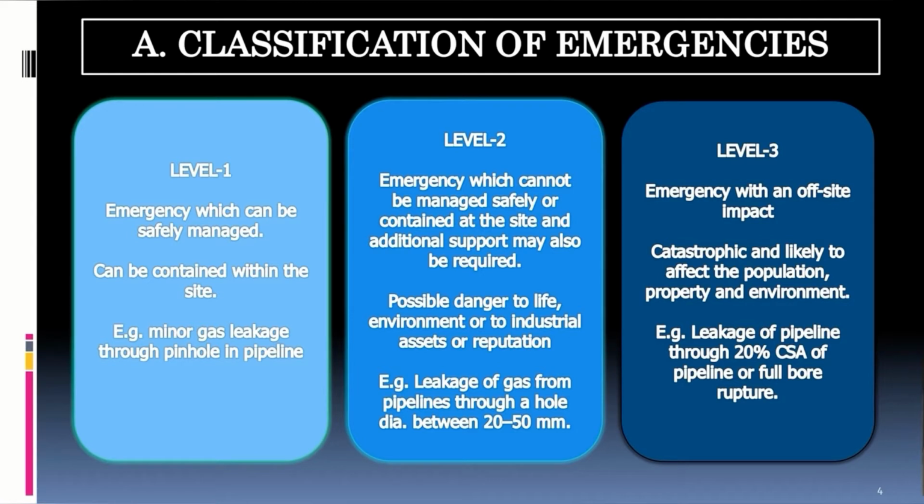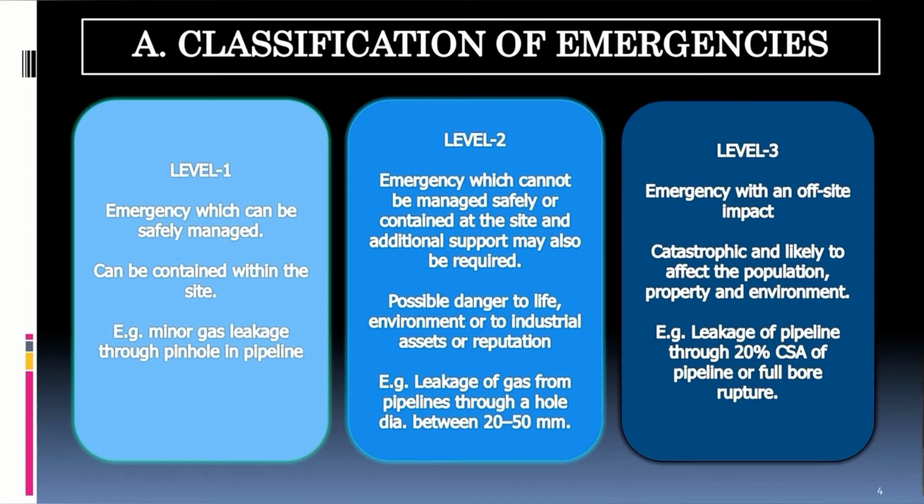Level 2 emergencies cannot be managed safely or contained at the location, and hence it can have a harmful effect on the environment, industrial assets, or the population. For example, if the leakage of gas from pipeline is through a hole diameter between 20 to 50 millimeters, it is called Level 2 emergency. In this type, there is also a possibility of a mutual aid partner being involved. Level 1 and Level 2 are called on-site emergencies and Level 3 is called off-site emergency.